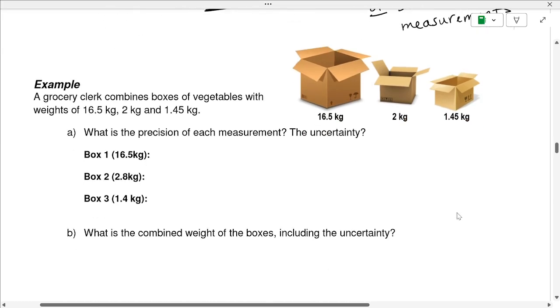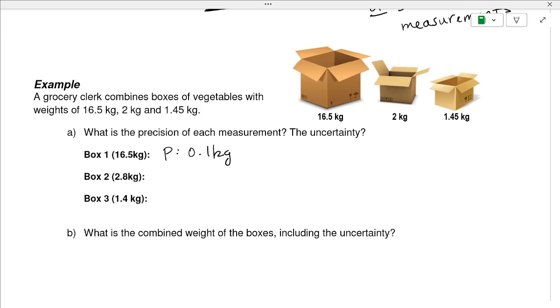Okay. One more example here. A grocery clerk combines boxes of vegetables with weights of 16.5, 2, and 1.45 kilograms. So box 1 says it's 16.5 kilograms. So my precision is 0.1 kilograms, right? We had a 0.5, so that means we must be able to measure to the nearest 0.1. That means my uncertainty is plus or minus 1/2 of that. So 0.05 of a kilogram.